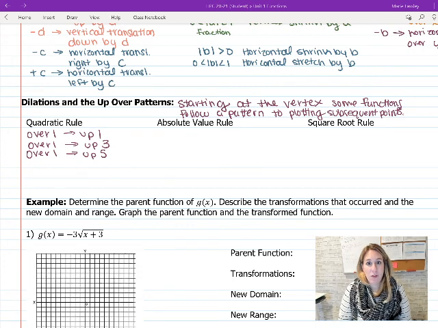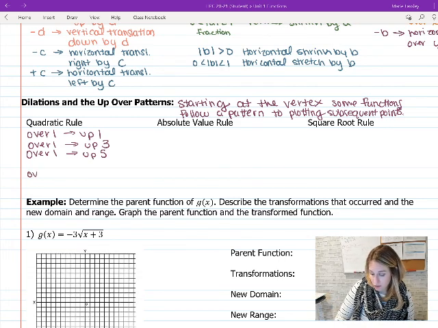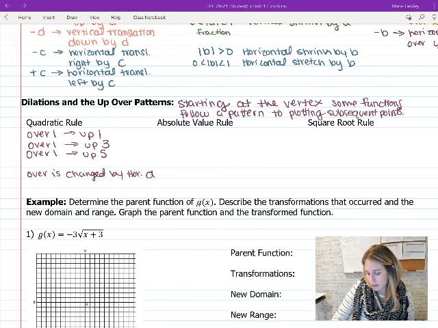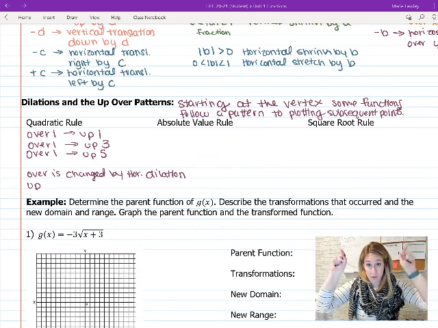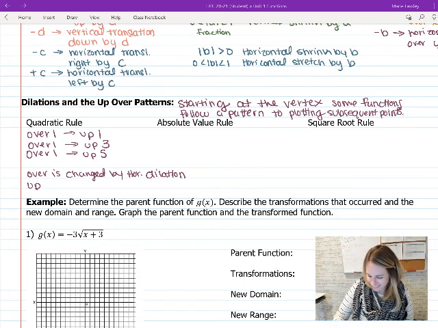All right. Now, the reason why that's important to know is because when you do different dilations, it affects this over-up pattern. The overs are getting affected by any horizontal dilation. So over is changed by horizontal dilation, whereas the ups, because they're vertical values, are changed by vertical dilations.